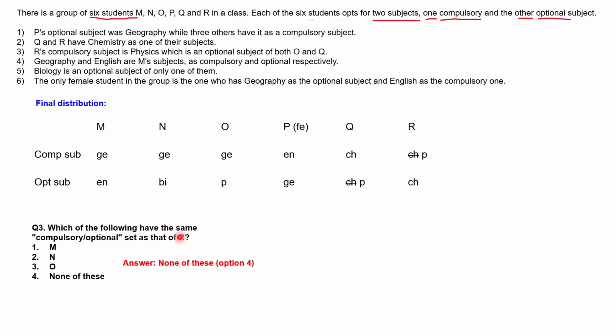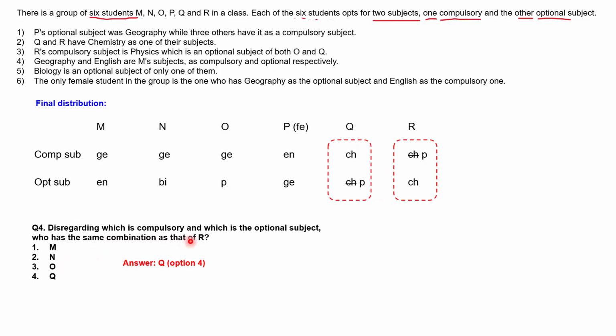Which of the following have the same compulsory or optional set as that of R? For R, physics and chemistry are subjects. If we observe, only for Q, those set of subjects are there, but in the given set of options, Q is not present. So the correct option is none of these.